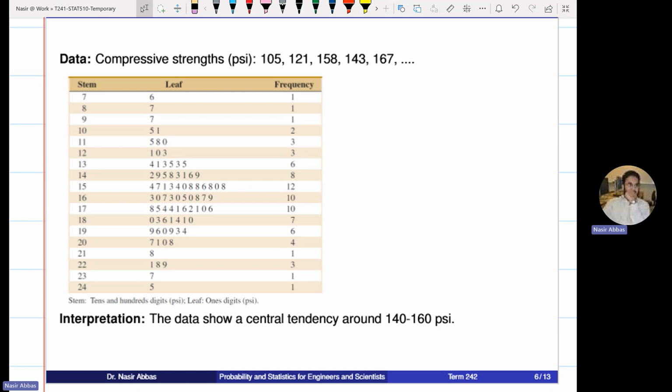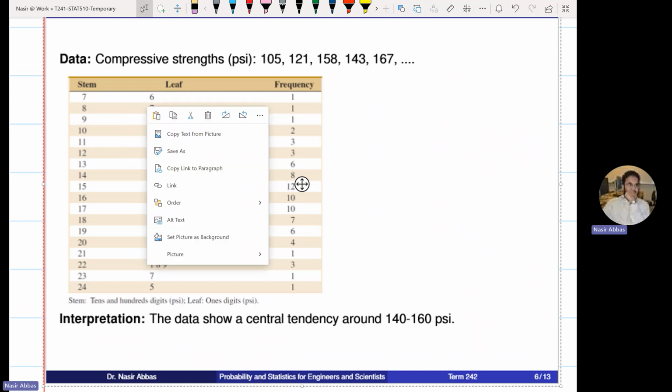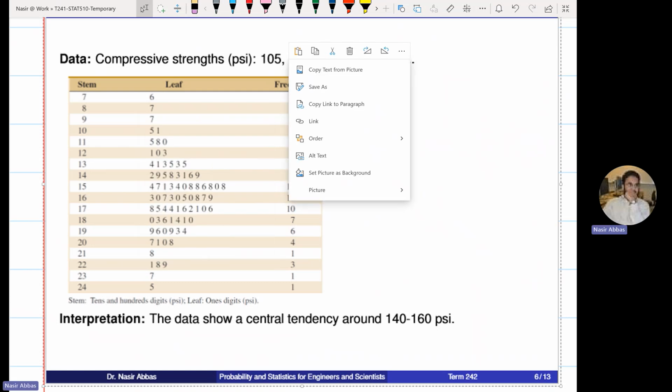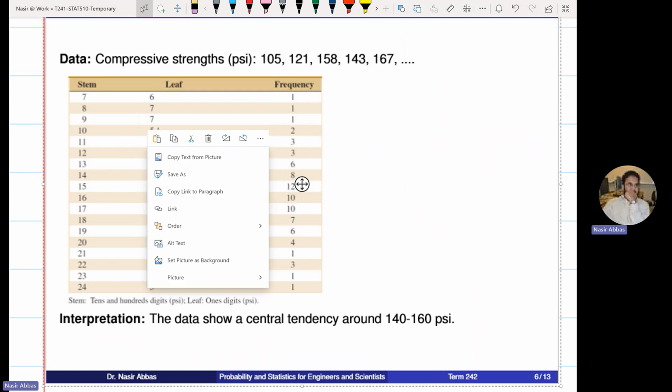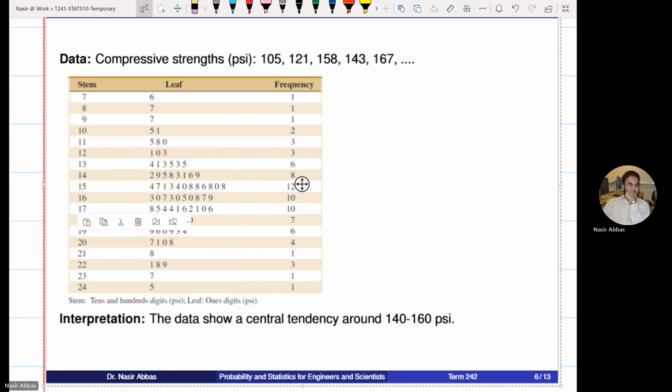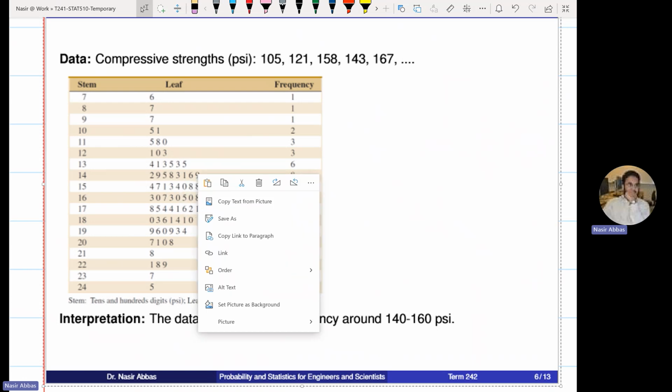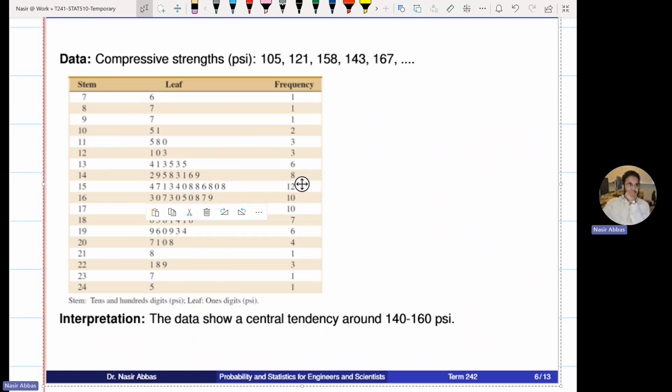Now, in the 110s, there were three values in the data. One of them was 115, one of them was 118, and the third value was 110. Where is this 105 in the data? It's here. Can you see it? Where is this 121? Here it is. Where is this 167? Here it is. Is there two? No, there is one. Yeah, there is another 167. Yes, there are two, and so on.